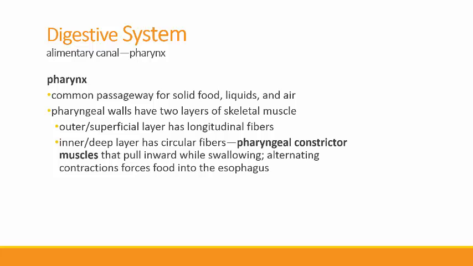The pharyngeal walls have two layers of skeletal muscle, so rather than being smooth muscle like much of the alimentary canal, we're seeing skeletal muscle here at the pharynx. The outer layer has longitudinal fibers. The deeper layer has circular fibers. These are called the pharyngeal constrictor muscles, and so it's peristaltic contractions of these pharyngeal constrictor muscles that force the food from the pharynx and downward into the esophagus as they squeeze, pulling inward.